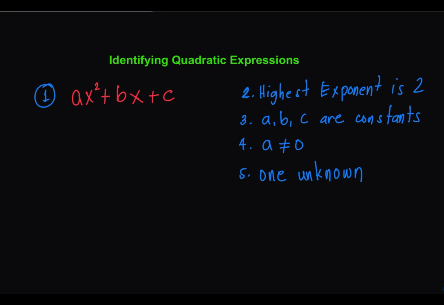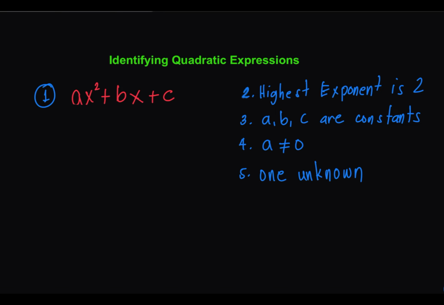Pero bago ang lahat, ano nga ba ang quadratic expression? So, ang quadratic expression ay isang algebraic expression na may form ng ax squared plus bx plus c. So, ito yon number 1. ax squared plus bx plus c. Ito yung form ng quadratic expression. Wala siyang equal to 0, kasi pag meron siyang equal to 0, hindi na siya quadratic expression. Magiging quadratic equation na siya.